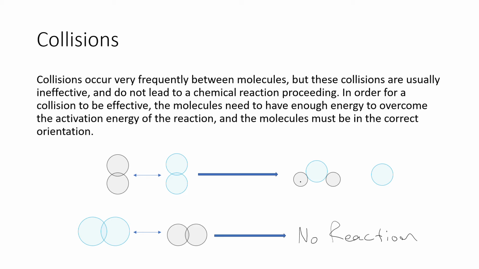So if molecules are moving too slow and they don't have enough energy to overcome the activation energy, then the collision will be ineffective. As well, if they're in the wrong orientation, then the collision may not be effective. Here we have, showing this in a diagram, two molecules, and when they collide, they form the products here, whereas in a different orientation, this is the incorrect orientation. When they collide, no reaction occurs. So they have to be in the correct orientation, and they have to have the right activation energy.